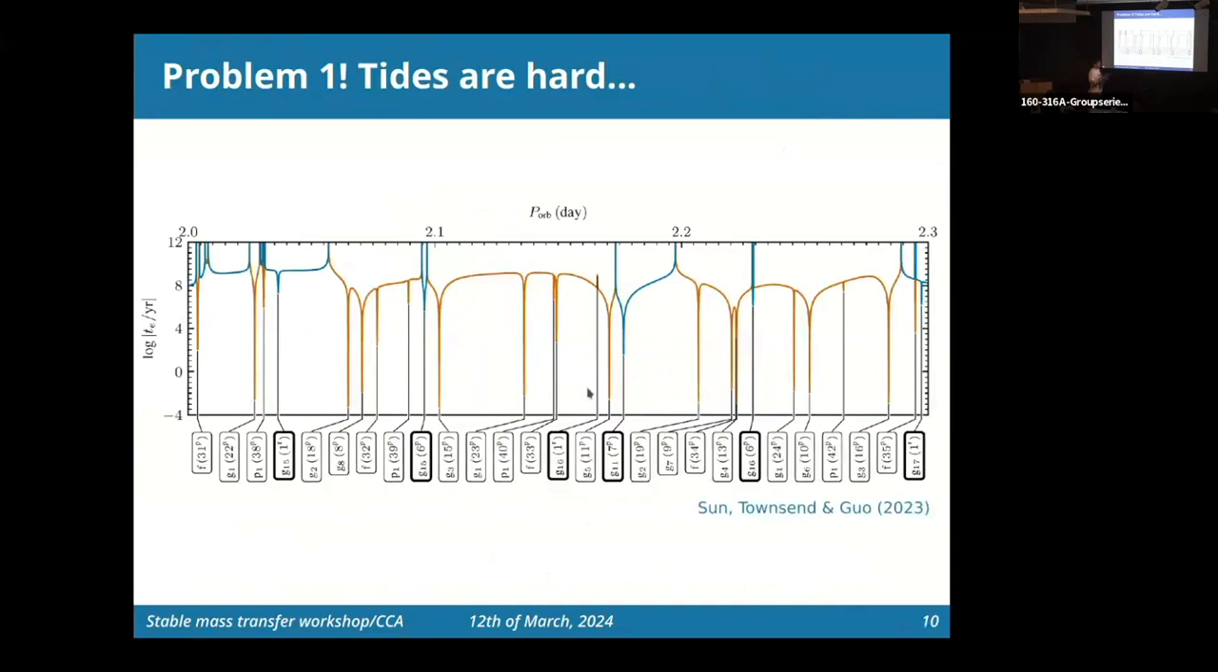But I just want to bring problems. I guess if I'm doing a review talk, I have the benefit of not giving you solutions, but problems. So tides are hard. We already saw from Meng yesterday that things can be very complicated. There's a lot of structure. This is showing for a particular binary at different orbital periods, the circularization timescale. And we see that this can change by several orders of magnitude once we hit these resonances. And the impact of this is uncertain. The modeling of it is uncertain and very difficult because we need to resolve the crossing of these resonances to have an effective model.